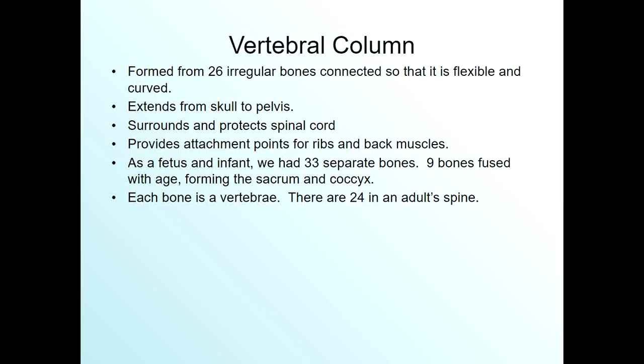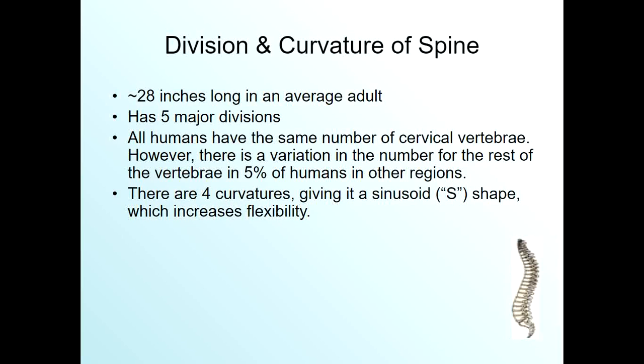When we were a fetus and an infant, we actually had 33 separate vertebral bones. But as we began to age and get older, 9 of those bones fused together, which formed our sacrum and the coccyx. Each bone is called a vertebra, and so we have a total of 24 in our spine. The average spine is about 28 inches long and it's divided up into 5 divisions.